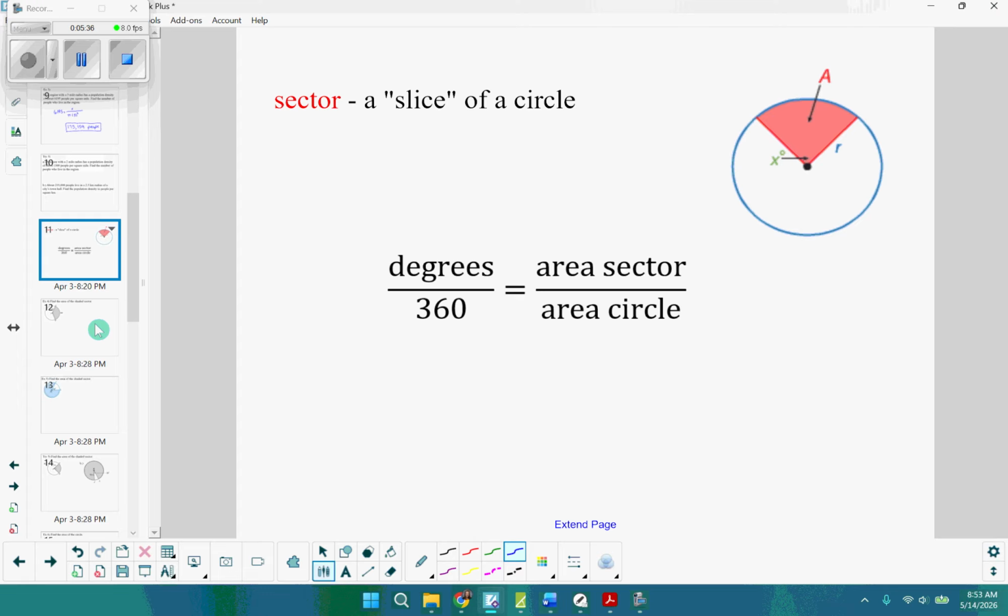Just like we did the arc length, we're going to do area of a sector. So a sector is a portion of the circle bounded by 2 radii and an arc. So it's basically a slice of a circle. And it's going to follow the same format as the arc length did. It's going to be degrees over 360 equals that portion of the circle over the whole circle. So the area of just the sector over the area of the whole circle.